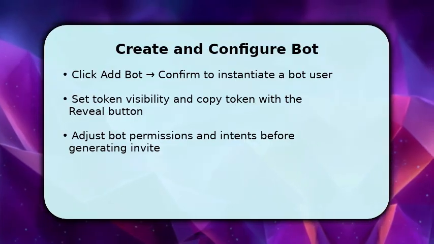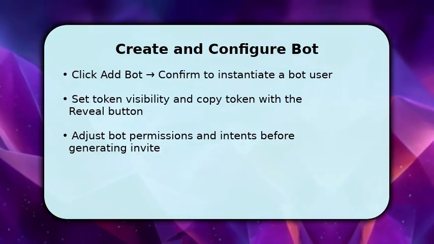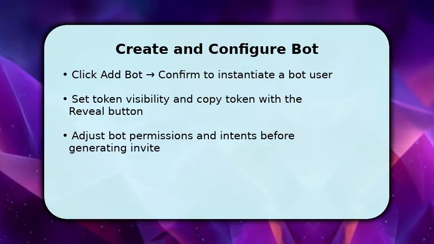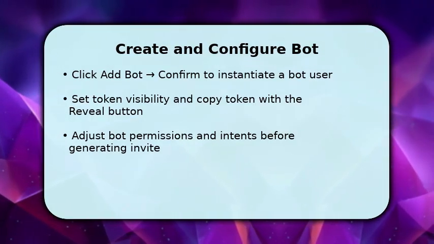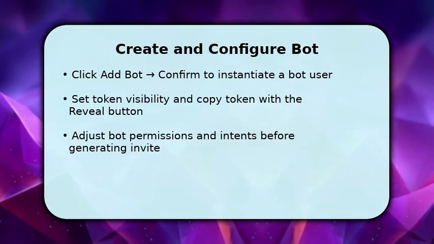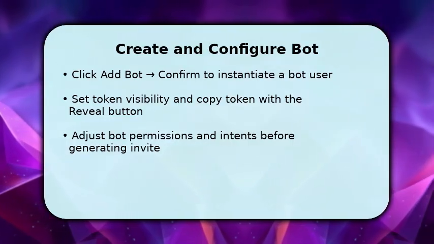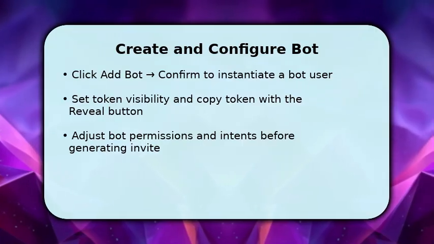Make sure to configure privileged intents and permission scopes now so the token reflects correct capabilities. When you're done, use the OAuth2 URL generator to craft an invite with the permissions you selected and test the bot in a controlled server.